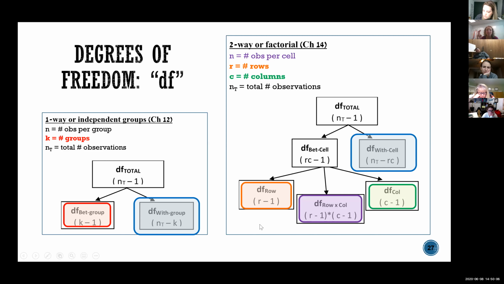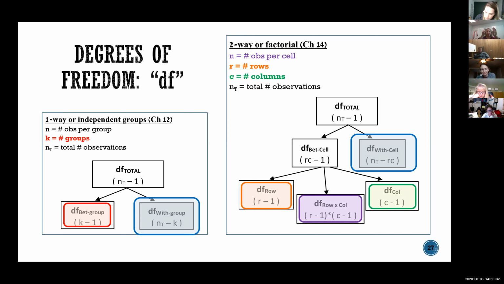Well, we use R, so how many degrees of freedom for the row variable? R minus 1. How many column groups do we have? C, so the degrees of freedom is C minus 1. And for the interaction, now this is the one that people tend to make a mistake on. It's not RC minus 1. It's R minus 1 and C minus 1 multiplied together.